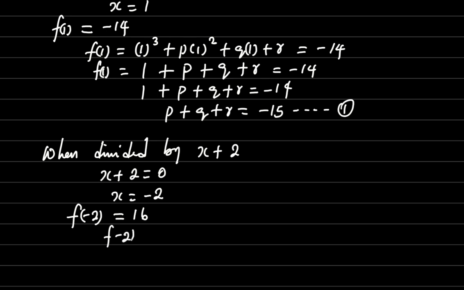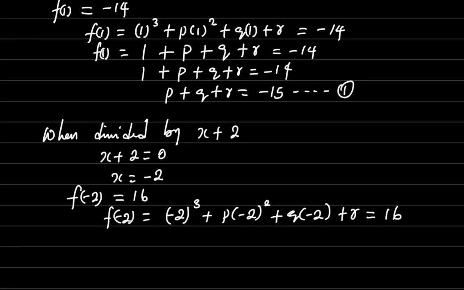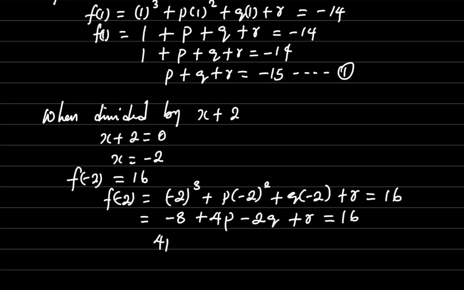So we substitute the same way. We have f of minus 2 will be equal to minus 2 all cubed, then plus p into minus 2 all squared, plus q into minus 2, then plus r is equal to 16. Okay, so this is going to be minus 8, then we have plus 4p, then minus 2q plus r is equal to 16. Arranging it, I have 4p minus 2q plus r is equal to 16 plus 8, which is 24. This is equation 2.